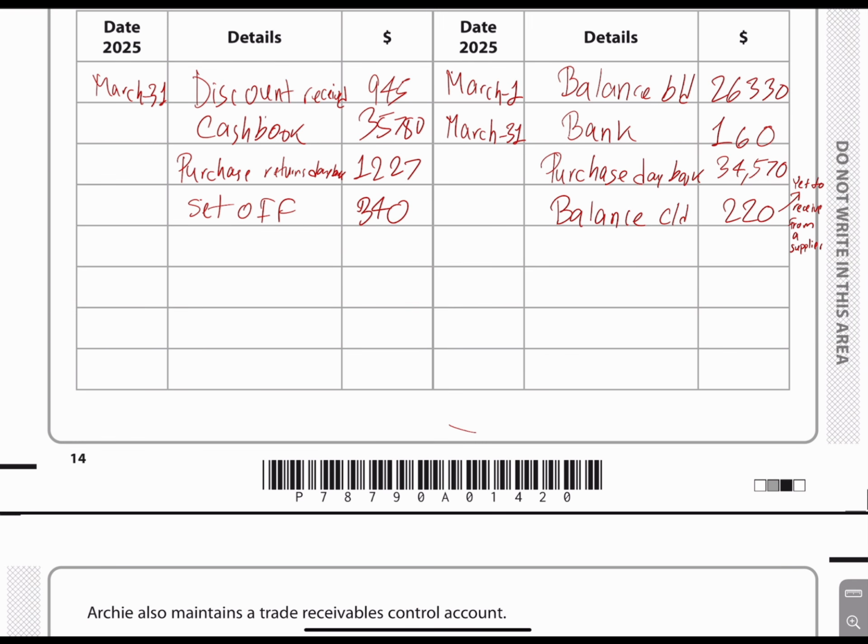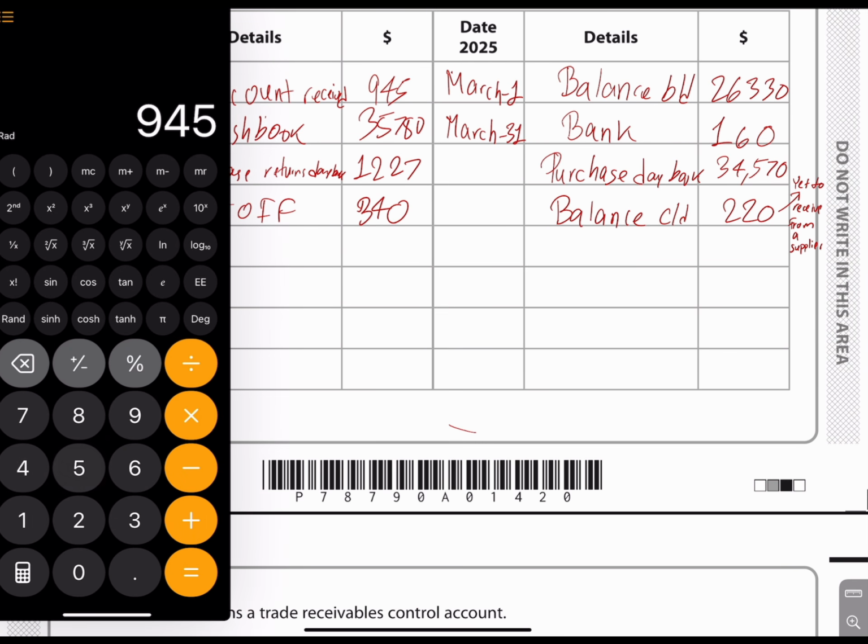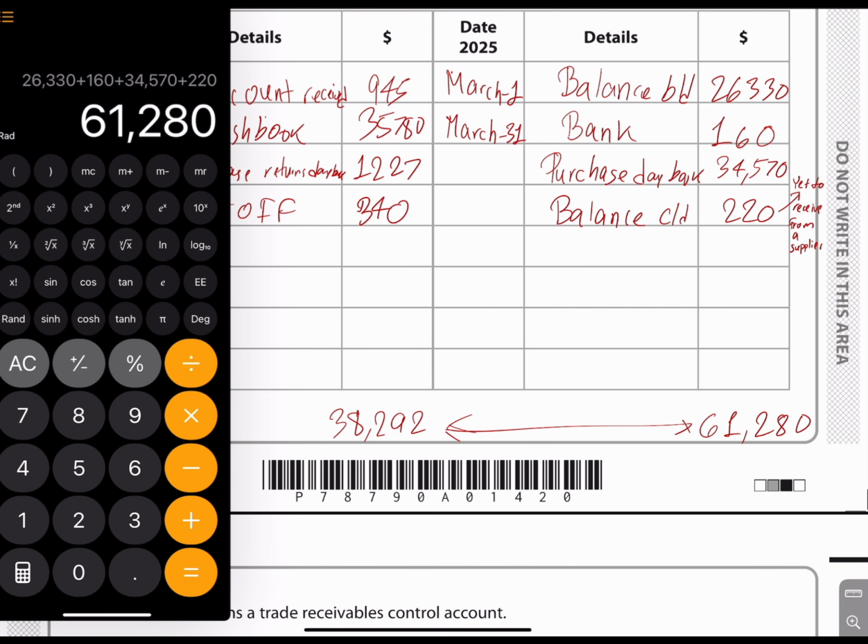So left side, how much is the left side? 945 plus 35780 plus 1227 plus 340, 38292. What about the right side? 26330 plus 160 plus 34570 plus 220. So right side is 621280.